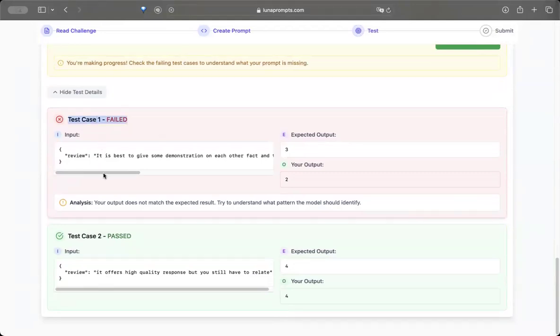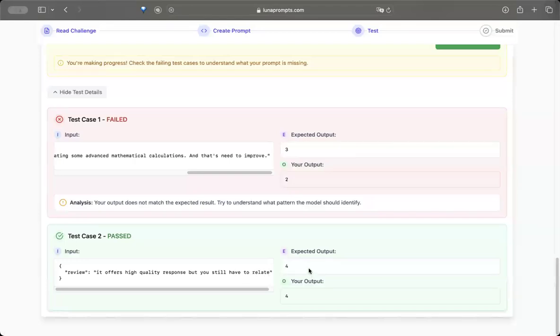The first one, we failed. Where it says here, it is best to give some demonstration of each other's facts and theories, but it's not good. So it's the advanced mathematical calculation one. And the one that it passed is when it offers high quality response, but you still have to relate. So what can we do with this information? Well, we have some idea of where the LLM is failing. It's not that good at identifying a neutral situation.